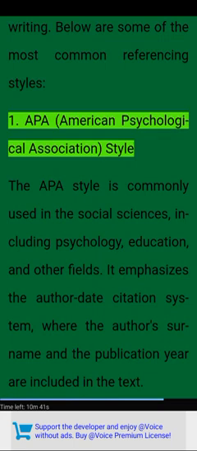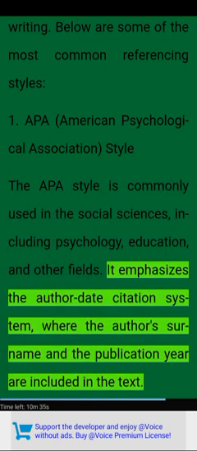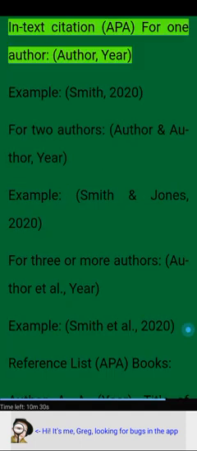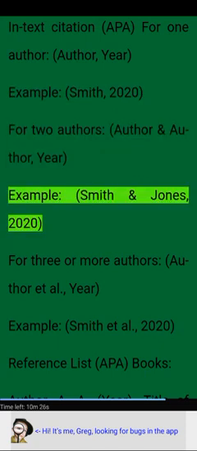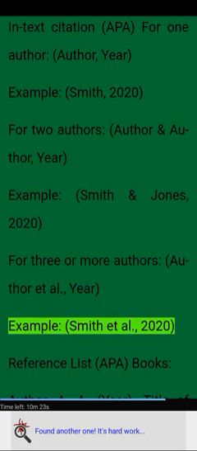1. APA, American Psychological Association style. The APA style is commonly used in the social sciences, including psychology, education, and other fields. It emphasizes the author-date citation system, where the author's surname and the publication year are included in the text. In-text citation, APA: for one author, (Author, year), example (Smith, 2020). For two authors, (Author and Author, year), example (Smith and Jones, 2020). For three or more authors, (Author et al., year), example (Smith et al., 2020).